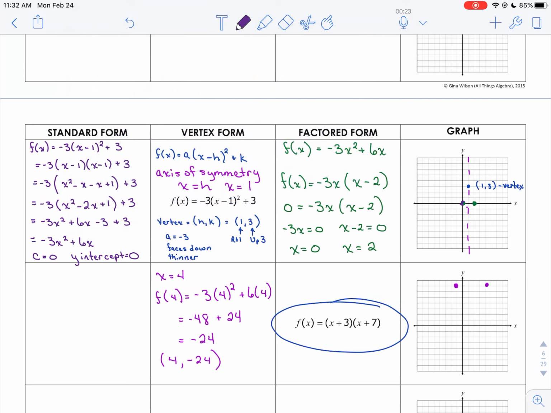And then I'm just going to sketch what this graph looks like. Something like that. So that's another example, and that's the one where we started with vertex form, we moved to standard form, and then we moved to factored form.